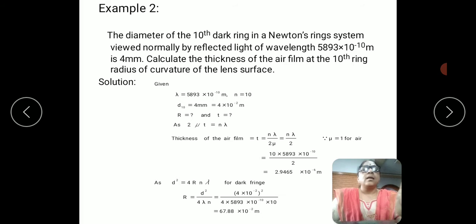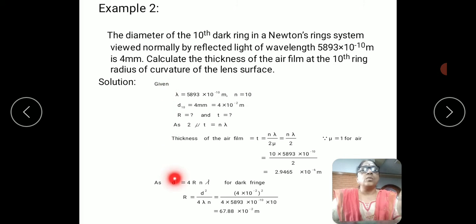Next, the diameter of a 10th dark ring in a Newton's rings system viewed normally by the reflected light of wavelength 5893 into 10 raised to minus 10 meter is 4 mm. Calculate the thickness of the air film at the 10th ring, and the radius of curvature of the lens surface.